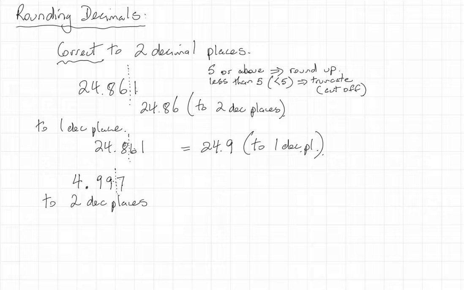So if we add 1 to that, we get 1 and 9 is 10, carry 1. 1 and 9 is 10, carry 1. So we've got 0, 0, carrying 1, we add 1 onto that. So that'll be 5 point. Now we must write those zeros to show that our answer is to 2 decimal places. So that is to 2 decimal places.